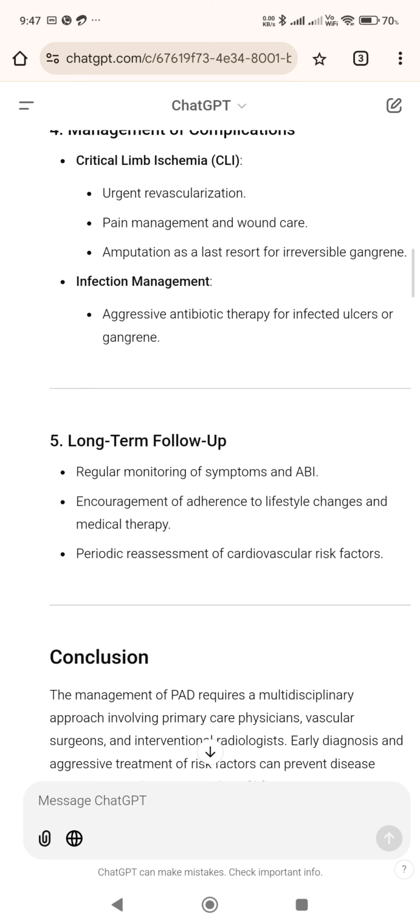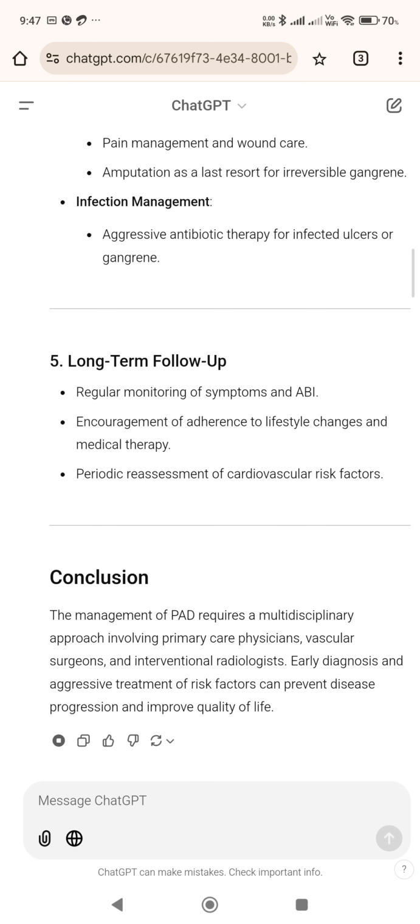5. Long-term follow-up: regular monitoring of symptoms and ABI, encouragement of adherence to lifestyle changes and medical therapy, periodic reassessment of cardiovascular risk factors.